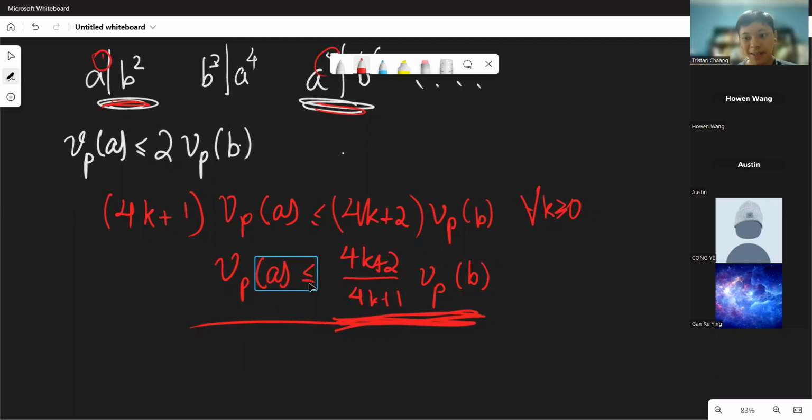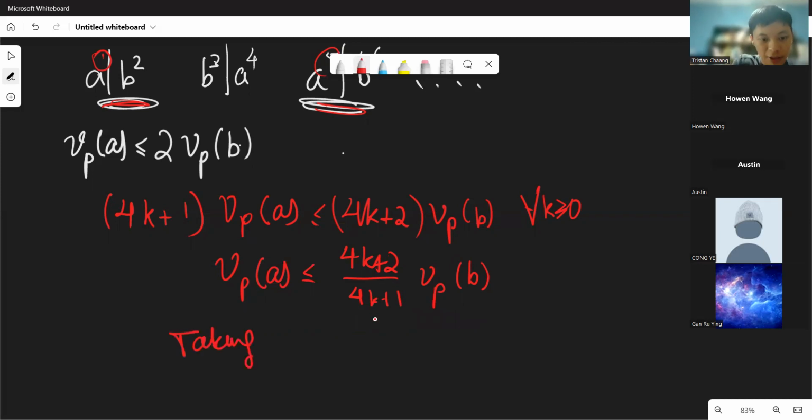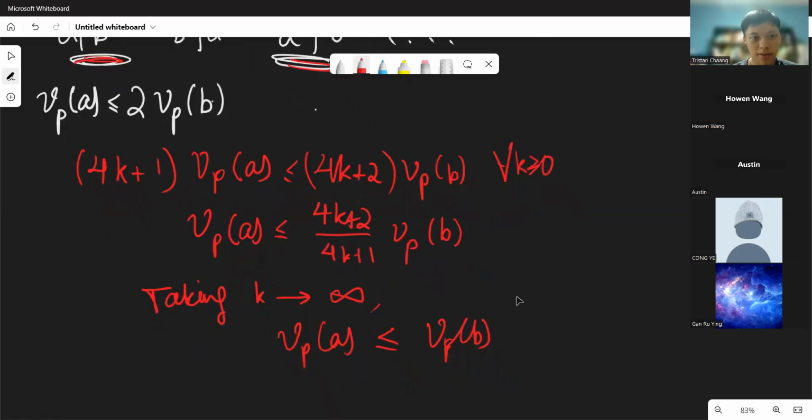And since VPA, VPB are integers, we can definitely say that at some point, if VPB were to be larger than VPA, this condition would break. This condition would break if VPB is strictly larger than VPA. So taking k to infinity, you can say that VPA is, let's say, less than or equal to VPB.